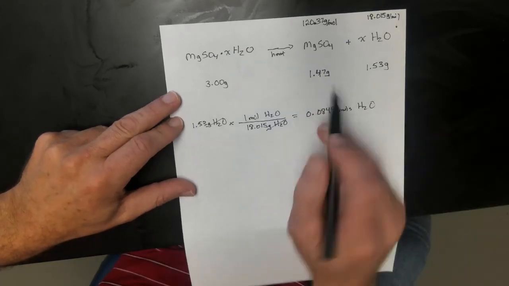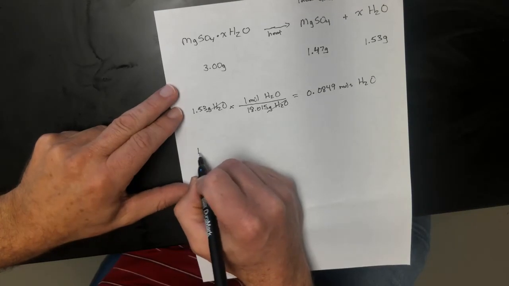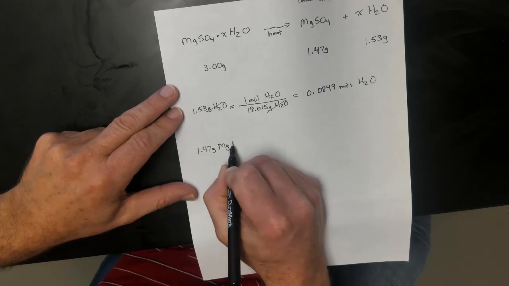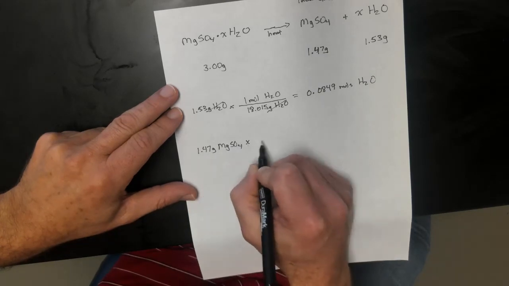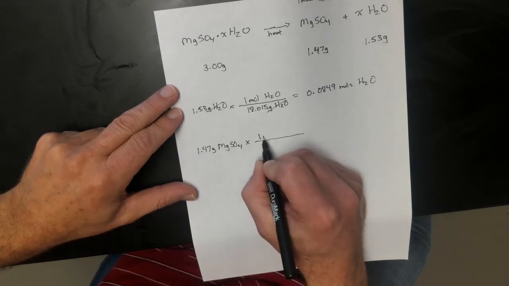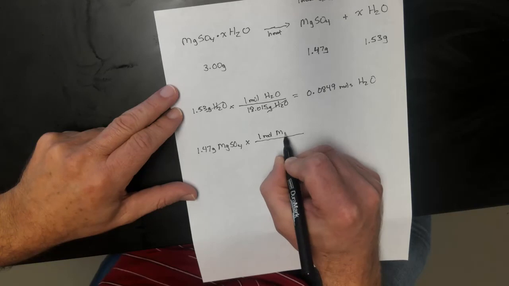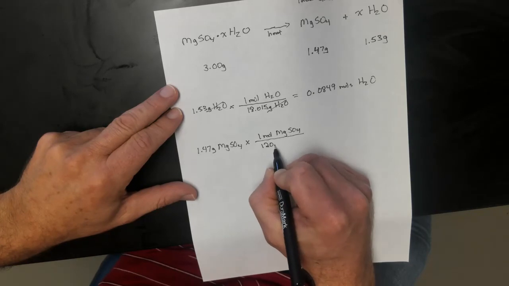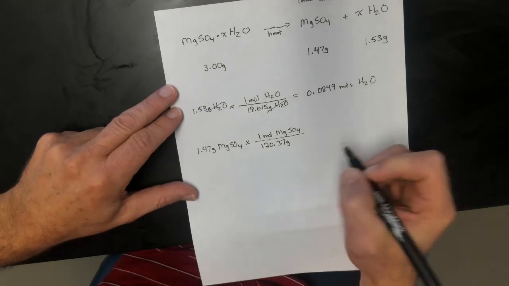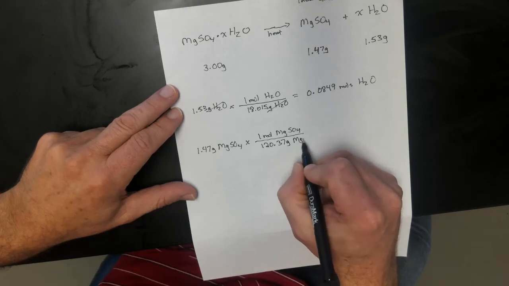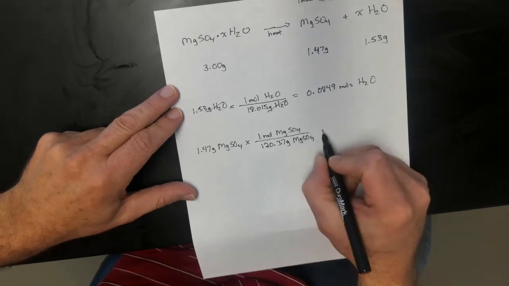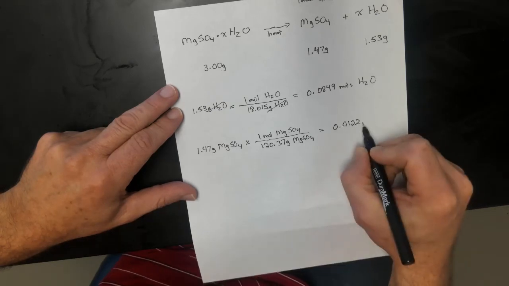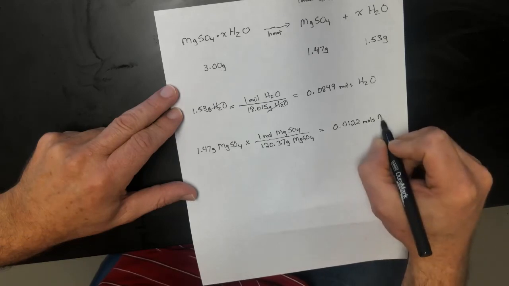How many moles of the anhydrate do we have? Same calculation. 1.47 grams of the anhydrate times, for every mole of the anhydrate, there are 120.37 grams of the anhydrate. That gives us 0.0122 moles of the anhydrate.